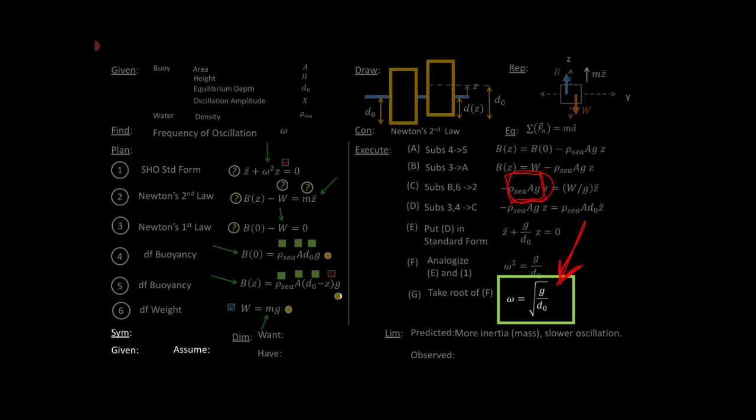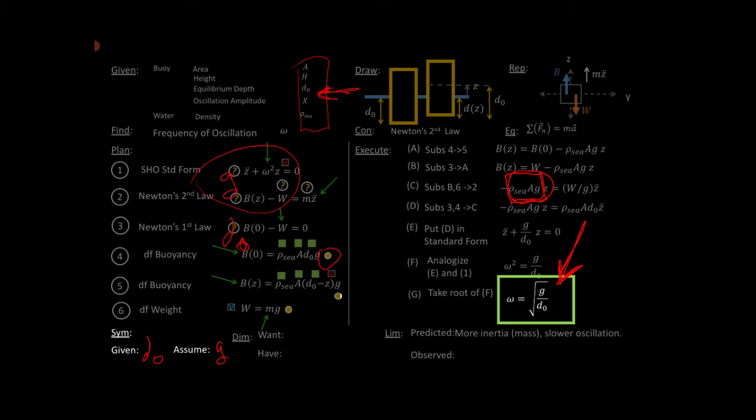Alright, so now we want to test this solution. Omega is the square root of g over d naught. The first test is to make sure our symbols are okay. So we take these symbols, g and d naught, and compare them to the givens. g is not in this given list, so it's not given. d naught is right there, it is in the list of givens. The question is, can I assume g? And I said I can, I have that little yellow dot there. So g is something I can assume, so it passes test 1.